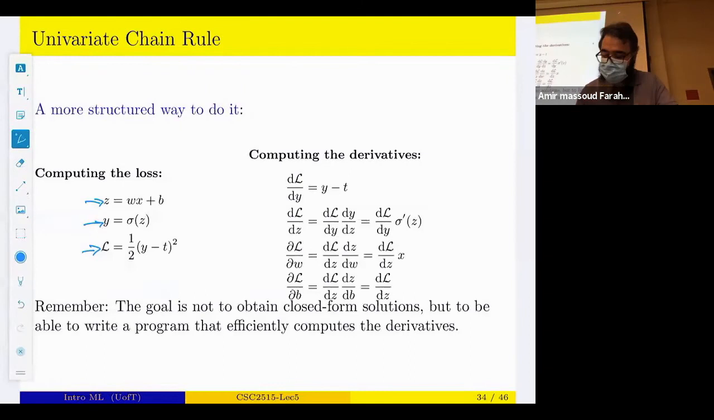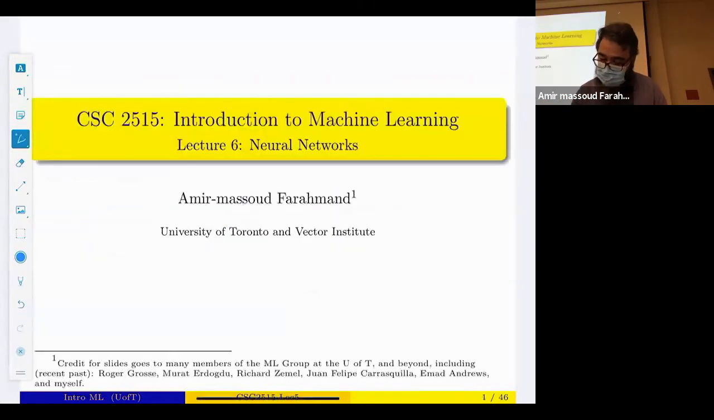So first, let's compute the gradient of L with respect to Y. This is the derivative that I just mentioned. So the gradient of L with respect to Y would be Y minus T. This just comes from there. Now I go one step back. So what was the previous step before L?